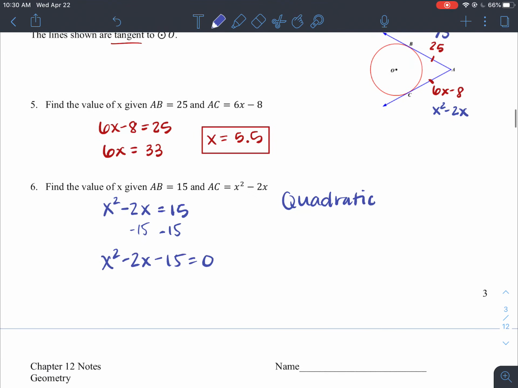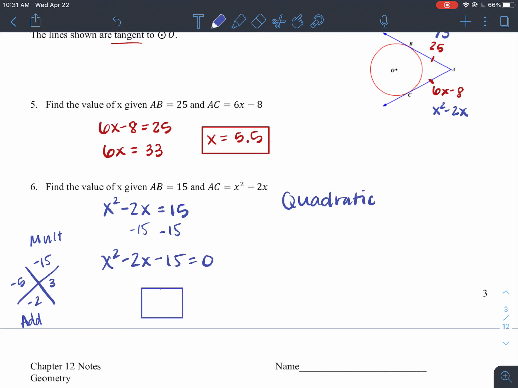You can do quadratic formula. So x equals negative b plus or minus square root of b squared minus 4ac all over 2a. Or you can factor. I'm going to factor. So to factor, I need my multiply number. I need my add number. I'm going to multiply, get negative 15, add negative 2. So I'm going to choose negative 5 and positive 3.